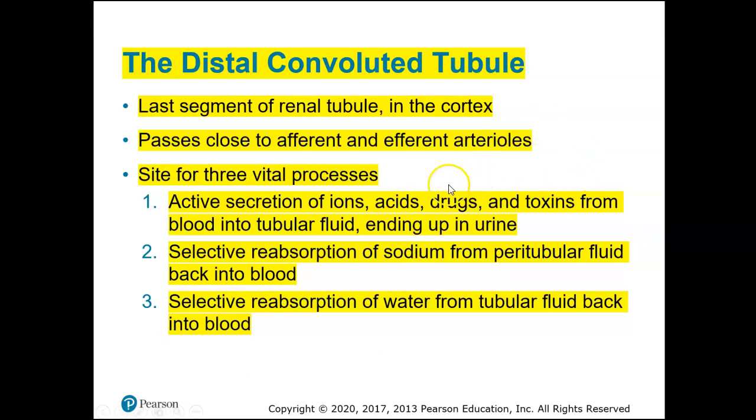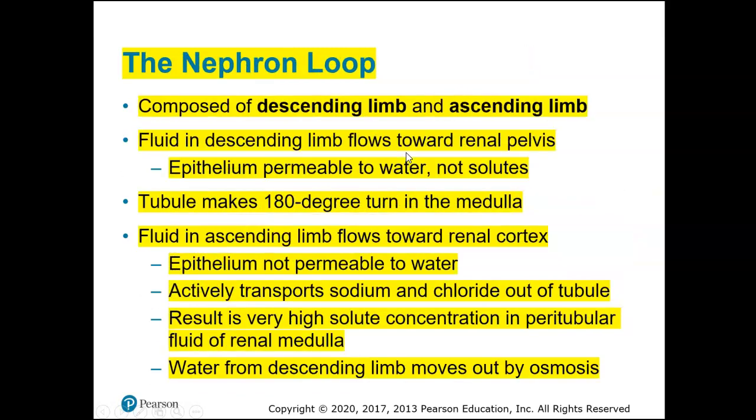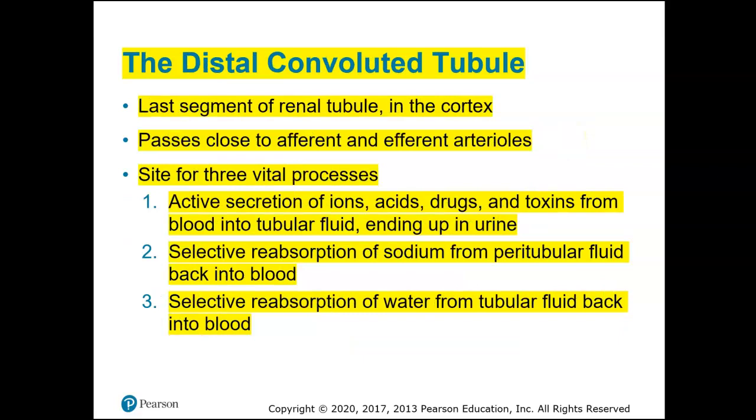It's a difficult process to understand, but I do want you to know that in the descending limb, water moves out of the nephron and solutes stay in, and the urine becomes more concentrated. In the ascending limb, it's the opposite. Water can't leave because the cells of the ascending limb are impermeable to water, but they're pumping salts out, sodium and chloride ions. So the urine is becoming less concentrated or more dilute. But the overall purpose is to concentrate the urine.